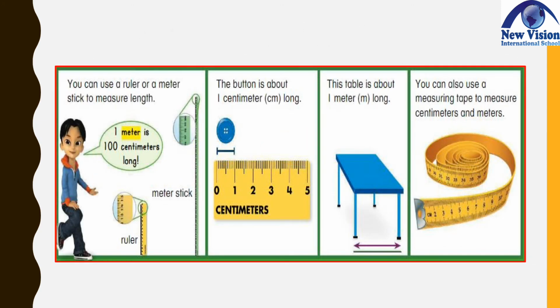Let's remember this. We can use a ruler or a meter stick to measure length. 1 meter is 100 centimeters long. We can also use a measuring tape to measure centimeters and meters.